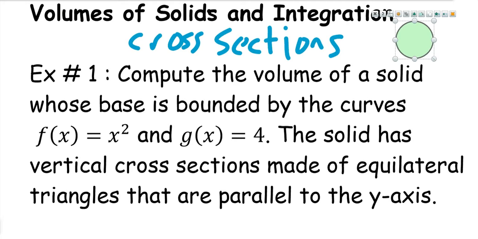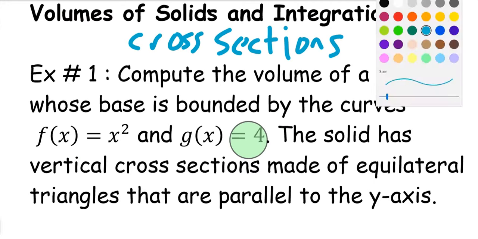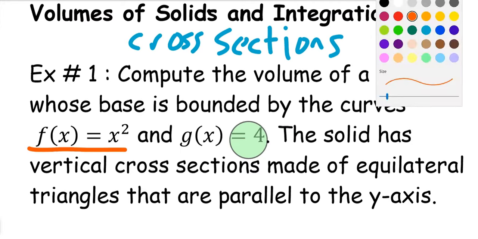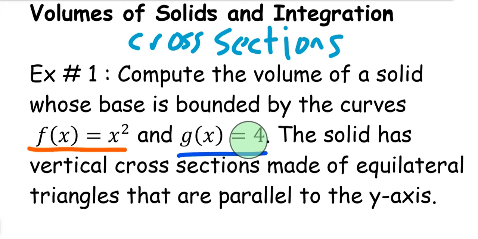And let's go ahead and read this question and figure out how to solve it. It says, compute the volume of a solid whose base is bounded by the curves f of x equals x squared and g of x equals 4. So, that's the first thing we're going to do when solving this problem: draw the base and see what it looks like. Before we do, let's read the rest of the question.